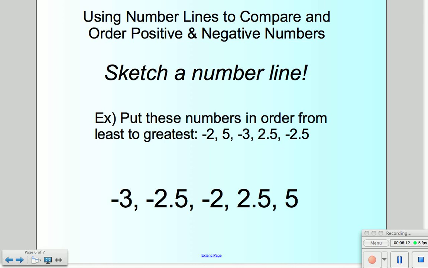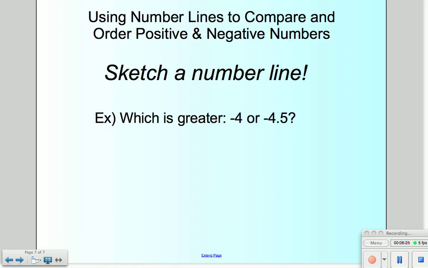That one might have been nice for you. You might have been able to do it without a number line, but there are times where it might be easier to see these problems through a number line. Let's take a look at this one. Which number is greater, -4 or -4.5? Our instincts tell us that this number is bigger. 4.5 is bigger, therefore -4.5 is bigger.